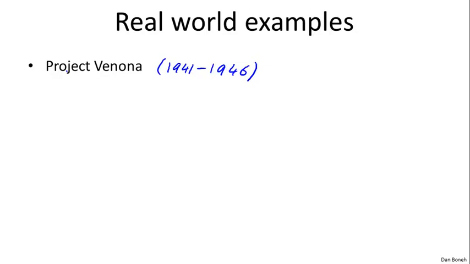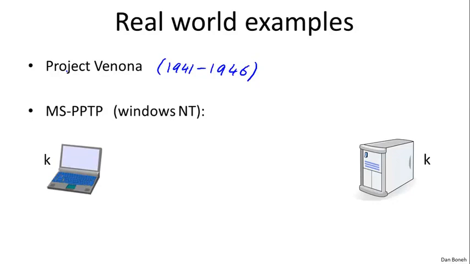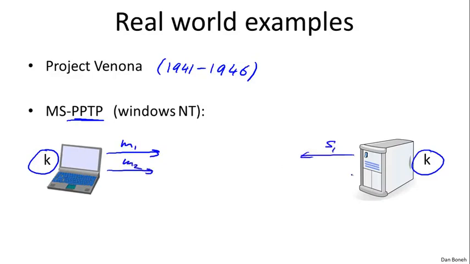More importantly, I want to talk about more recent examples that come up in networking protocols. Let me give you an example from Windows NT in a protocol called the point-to-point transfer protocol. This is a protocol for a client wishing to communicate securely with a server. The client and the server both share a secret key here, and they both send messages to one another. We'll denote the messages from the client by M1. The client sends a message, the server responds, the client sends a message, the server responds, and so on and so forth.